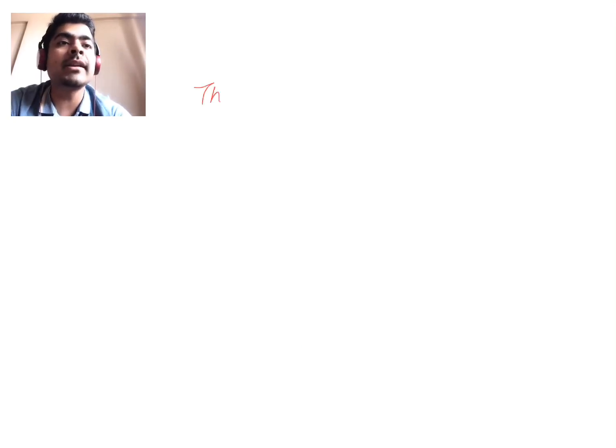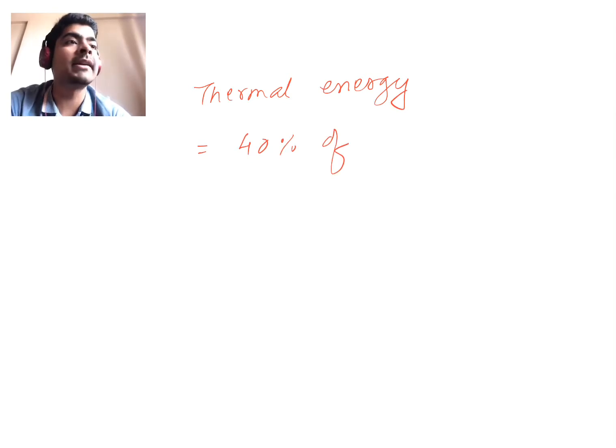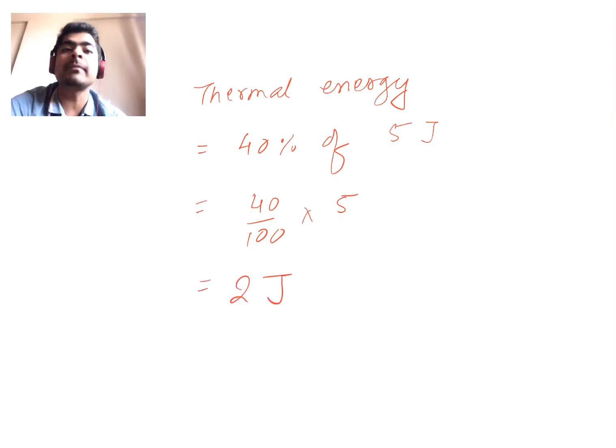So the thermal energy will be what? That will be 40% of mechanical energy lost, 5 joules. Okay, so this will be 40 by 100 into 5. So this will be equal to 2 joules. So the thermal energy is 2 joules, which is gained by the ball. So the ball will gain 2 joules of energy.